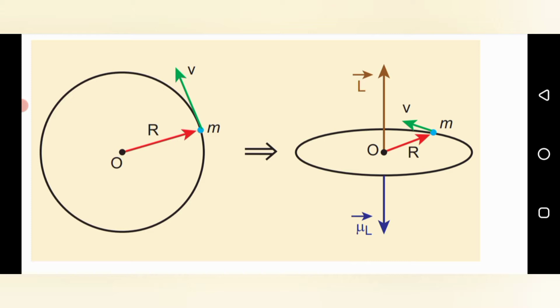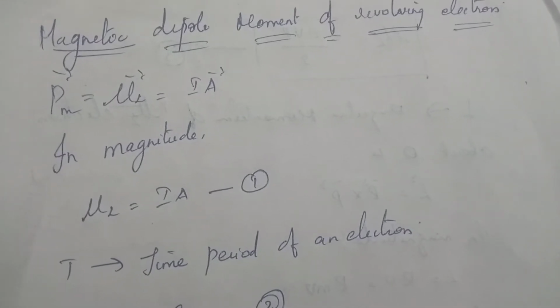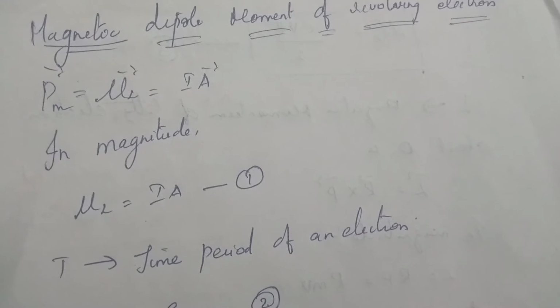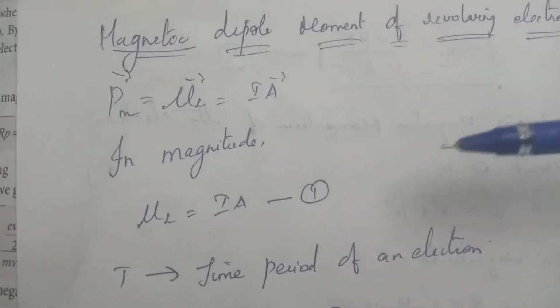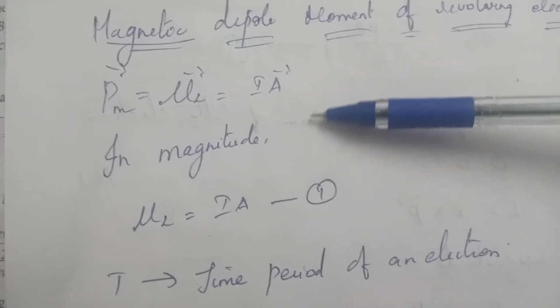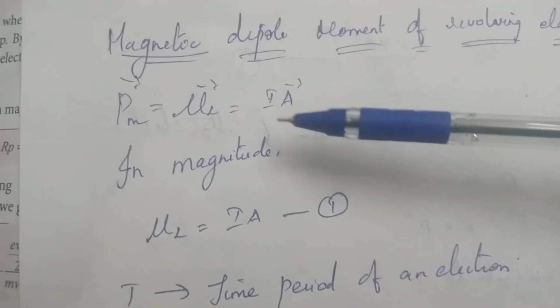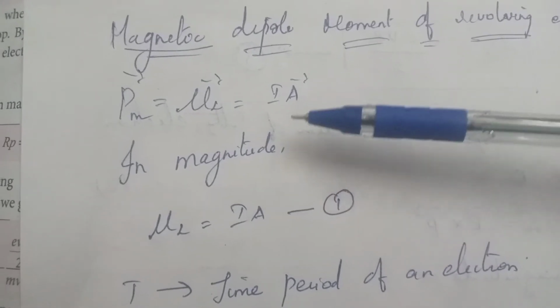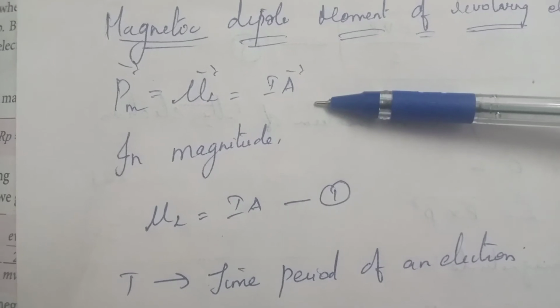Now we have to find out the magnetic dipole moment value of the revolving electron. Let's see the derivation of the magnetic dipole moment of a revolving electron. First we take the value of the magnetic dipole moment due to the current carrying circular loop. That value is Pm vector equal to I a vector. You know it very well.